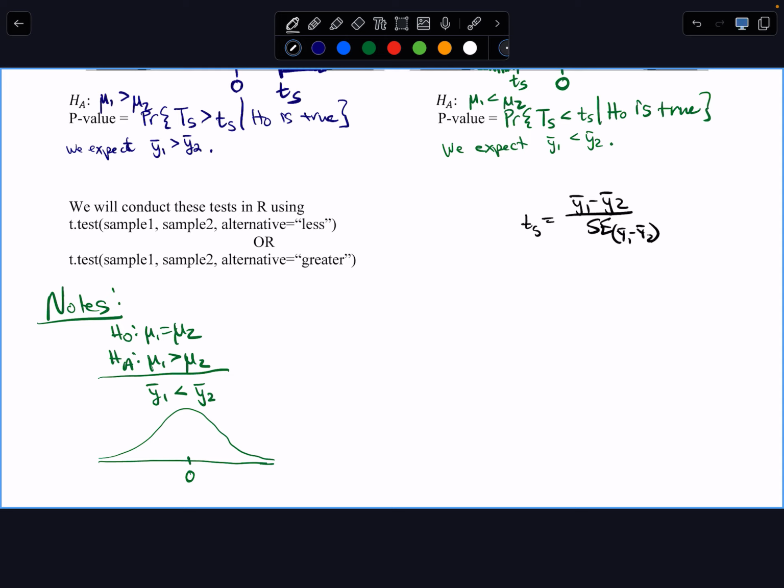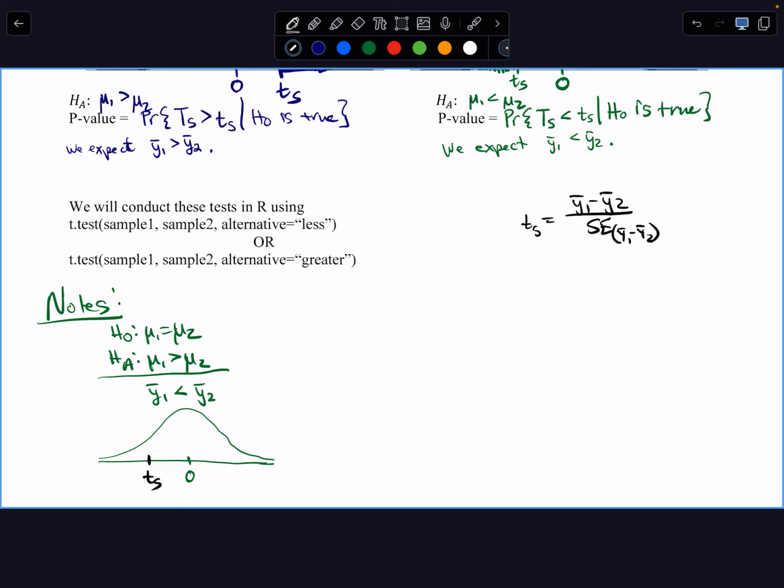A negative, right? Because my test statistic is based off of my sample data. And if y bar 1 is less than y bar 2, that means when I do that subtraction in that numerator, it's like doing 1 minus 2. It's going to be a negative value. So my test statistic is going to be somewhere over here. I don't care what value it is. I just know it's negative.